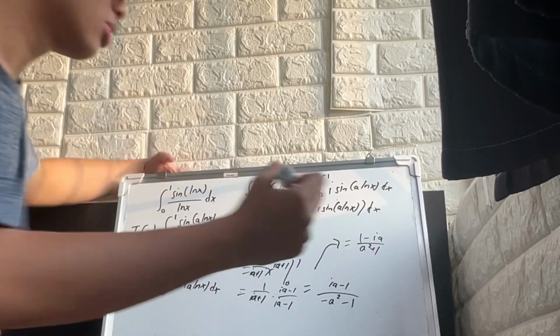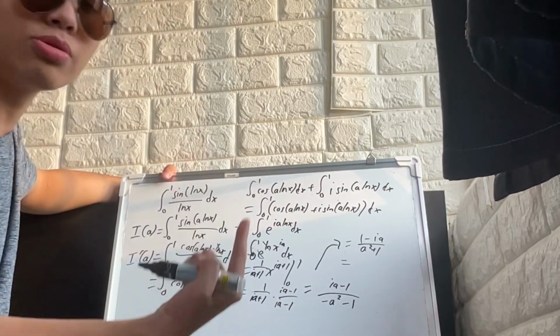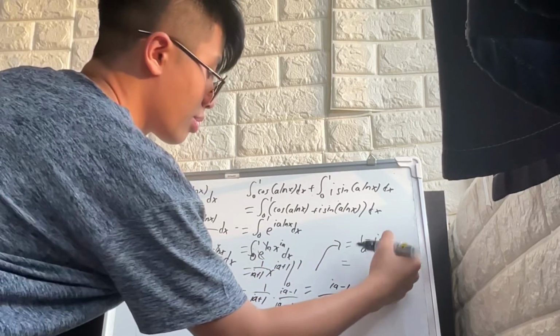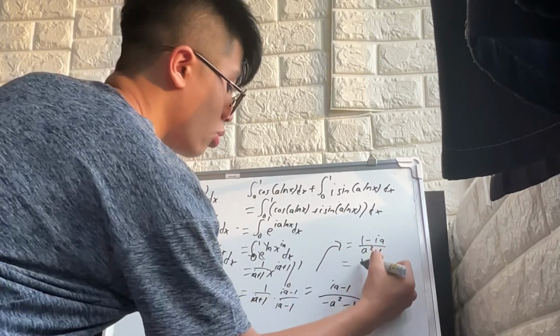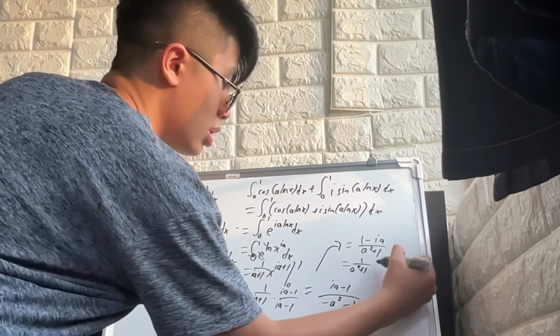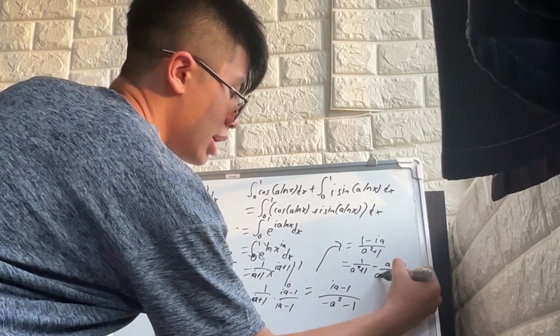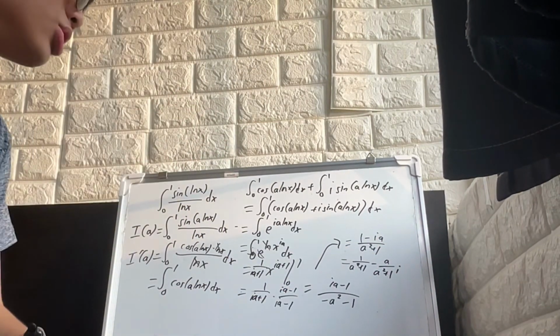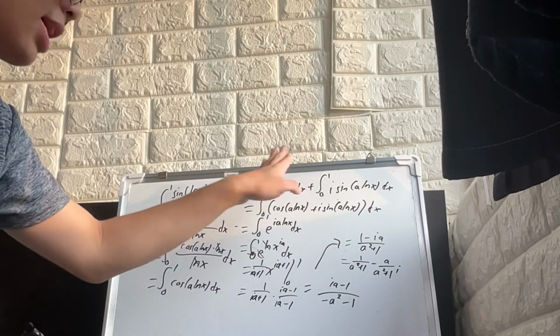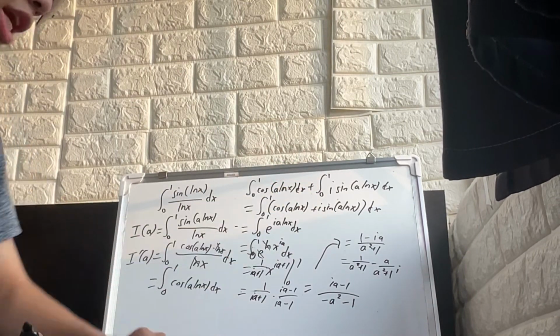So you can split this into two different answers, the real part and the imaginary part. You get 1 over a squared plus 1 minus a over a squared plus 1 times i, right? So here's the deal. We can compare these two answers to each other.